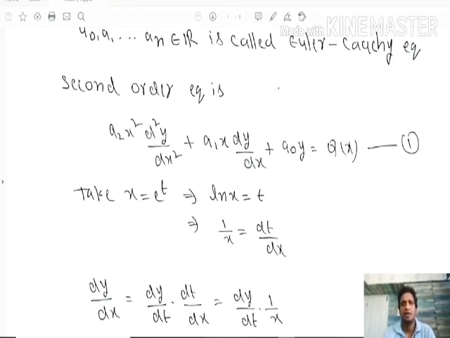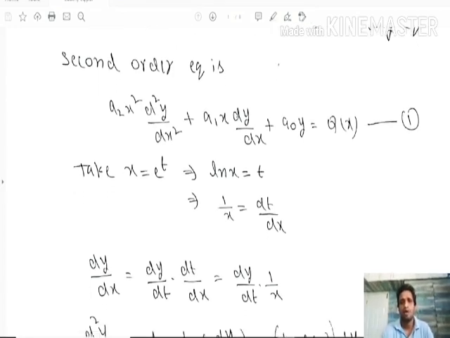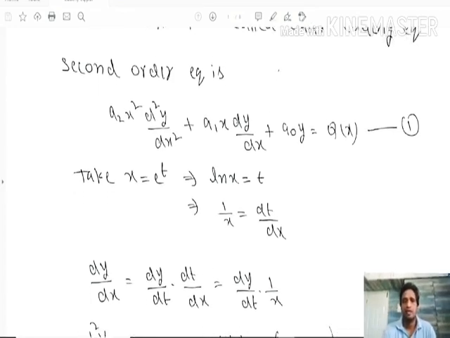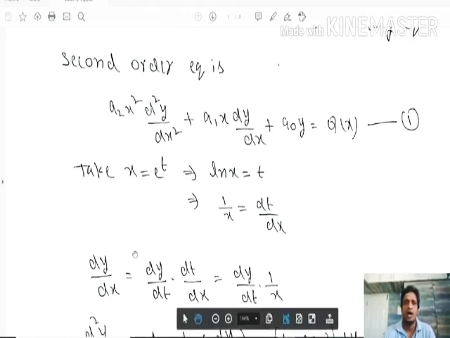Yesterday we solved two problems in Cauchy-Euler equation. Today we solve some more problems which are slightly different from yesterday. Once again I recall what we learned yesterday. What does the Cauchy-Euler equation mean?